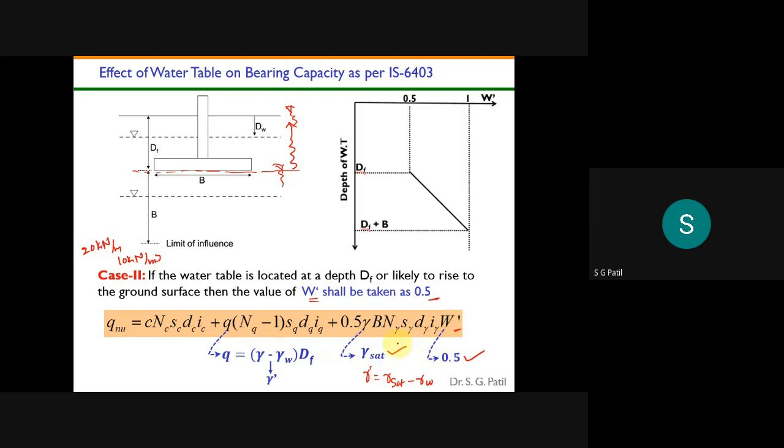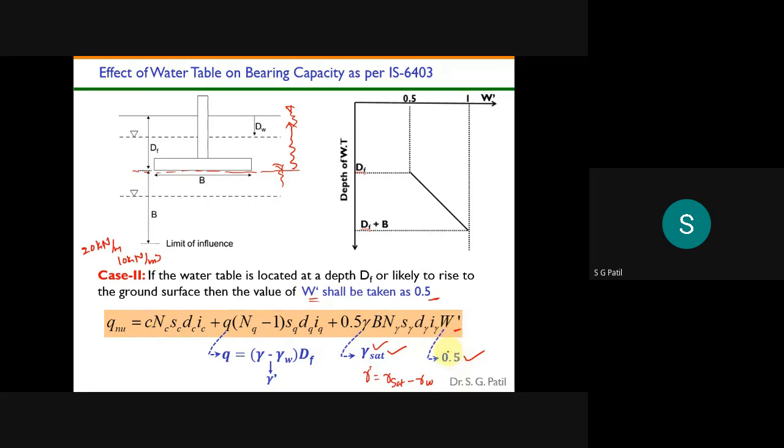It's another way of representing whatever we discussed in our previous problem. The same thing. Instead of calculating a submerged unit weight, IS 6403 is suggesting you use your saturated unit weight only, but multiply by 0.5. It is the same, almost. By taking gamma dash, you are reducing this contribution by 50%. In the same way, here also you are reducing by 50% by multiplying by 0.5.